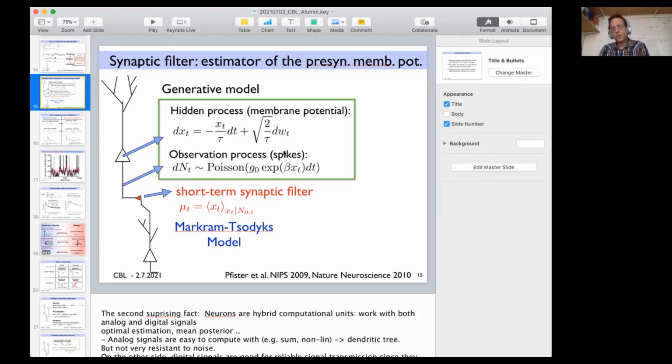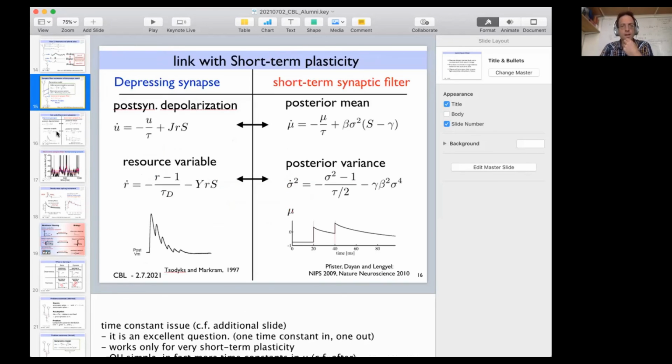Now, it's also possible to include other time constants in the game, right? There could be some refractoriness included, which I didn't include. But essentially in this generative model, there's only one time constant, and there can be only one. Out in the future. Yes. Okay.